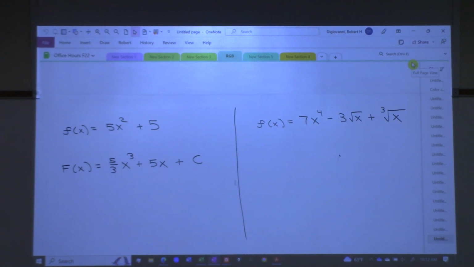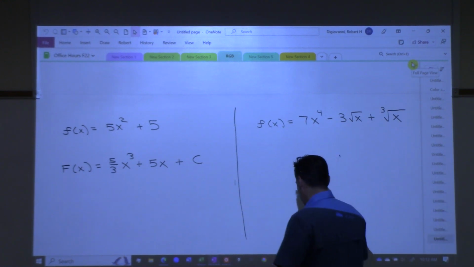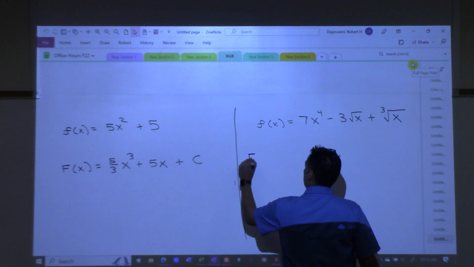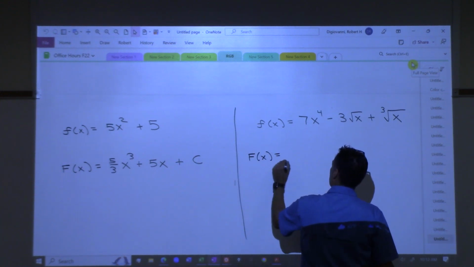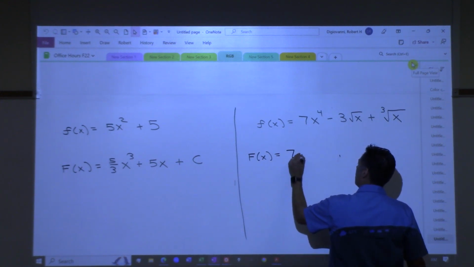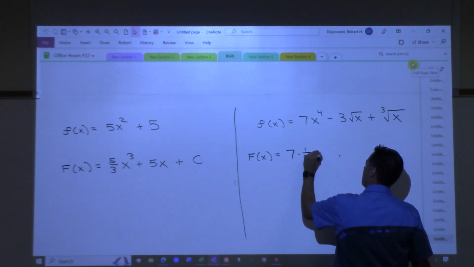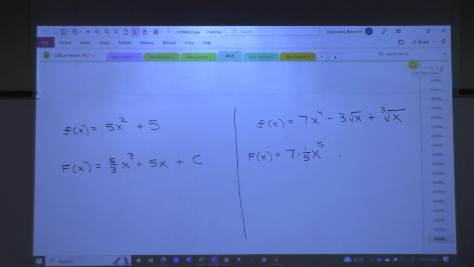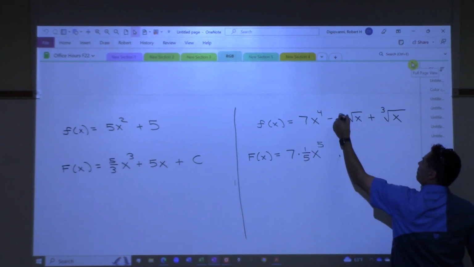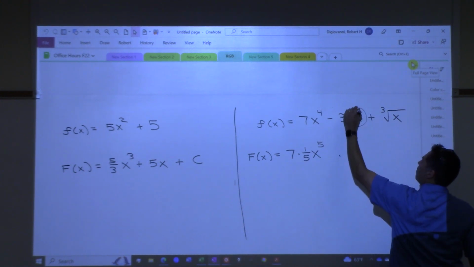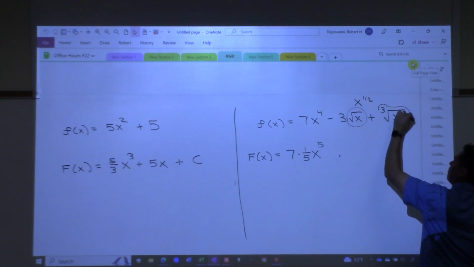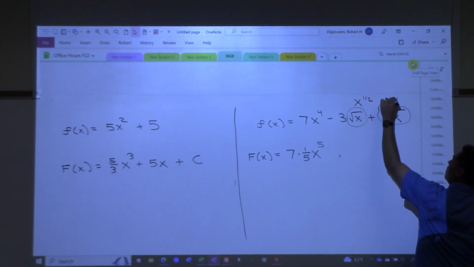Yes or no? Think so? That's the beginning of the first one there. This has to be rewritten as x to the half. This has to be rewritten as x to what power? 1/3.